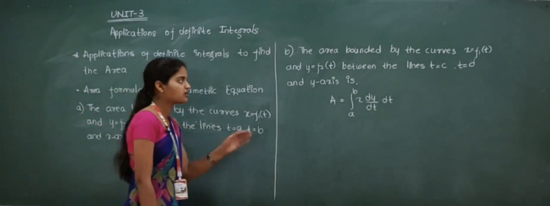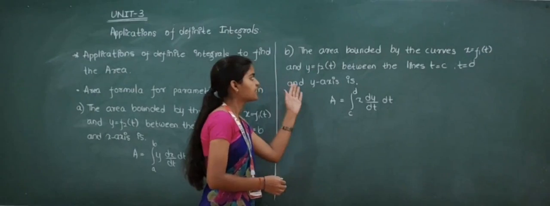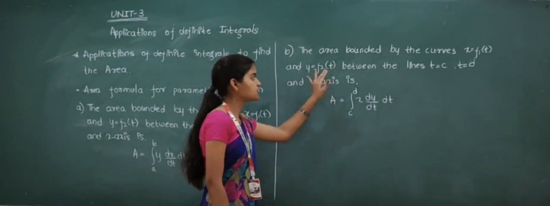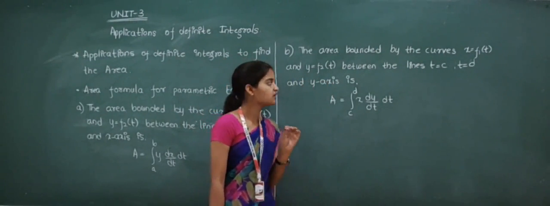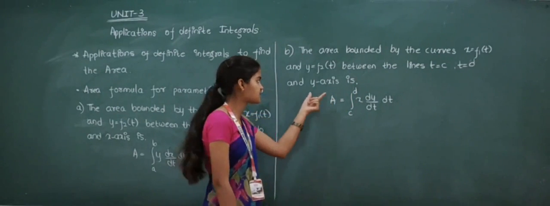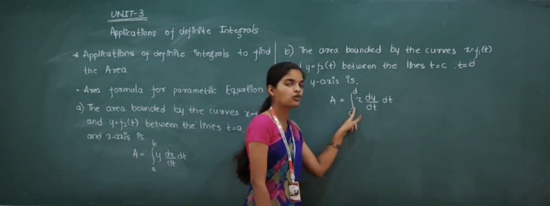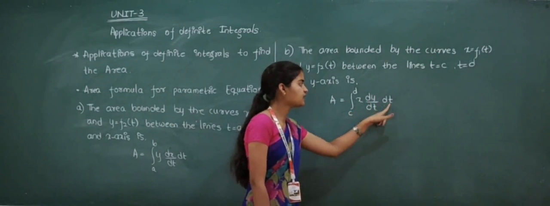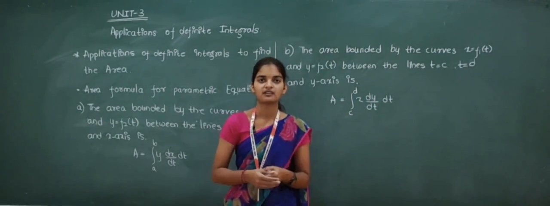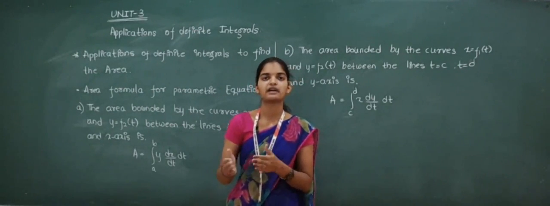Next equation is what? Every condition is same, just with respect to y-axis. That is the area bounded by the curves x is equal to f1 of t and y is equal to f2 of t between the lines t is equal to c, t is equal to d, and the y-axis is given by capital A is equal to integration of x into dy by dt into dt, and limits are from c to d. So these are two formulas for parametric equations to find the area.